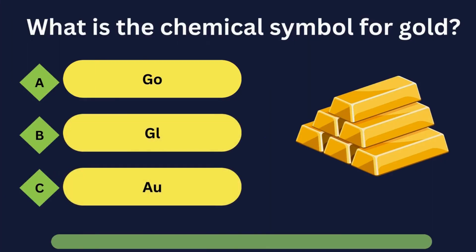What is the chemical symbol for gold? A. Go. B. GLC. O.